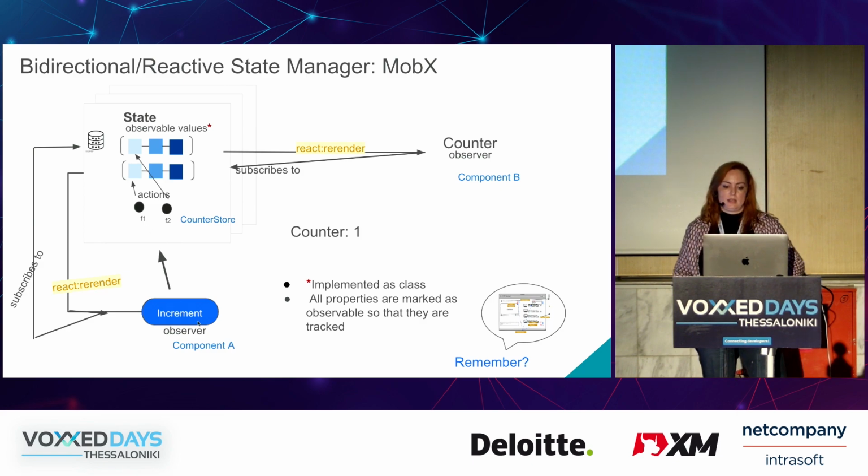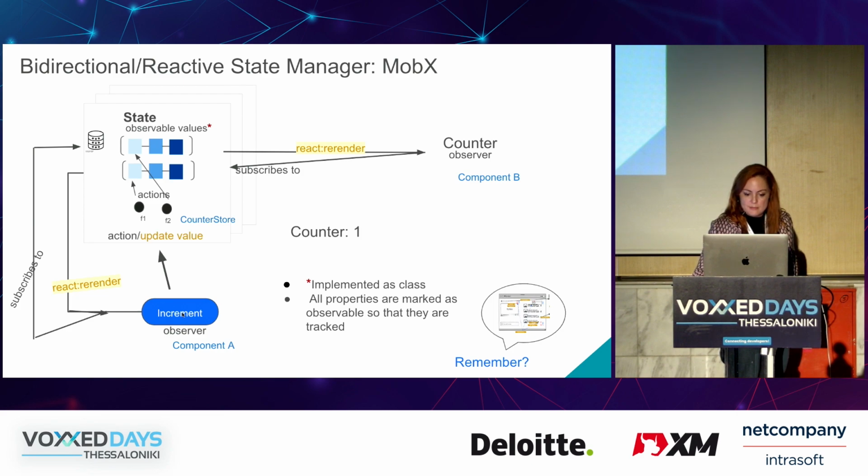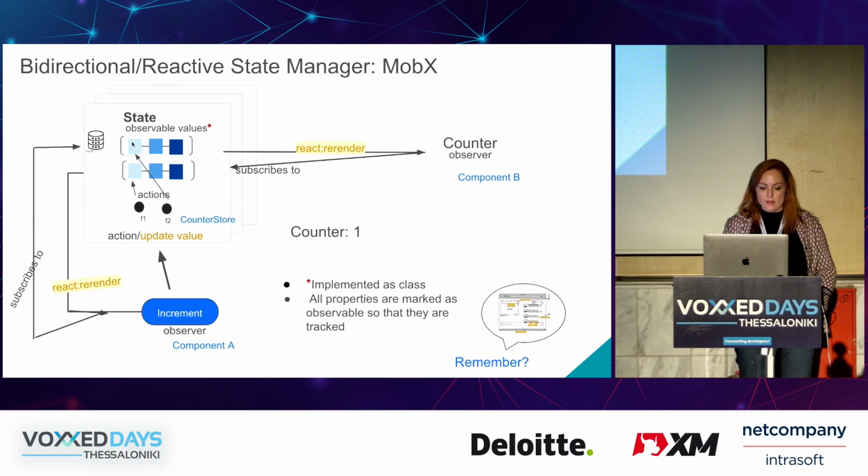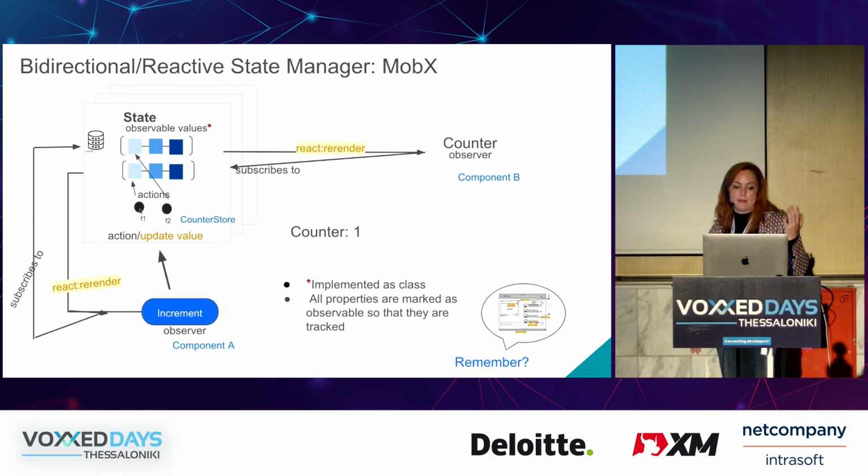So when we start the application, let's say we have counter value one, and I click the button increment. What I'm doing in this case is directly updating the value. The light blue value is directly updated and points to the second blue value. How? By using the F1 method, which is for increment.